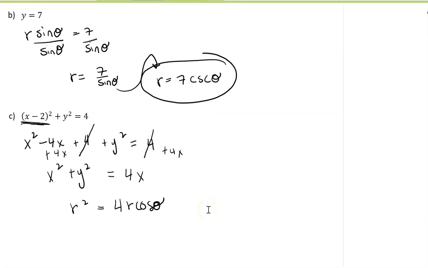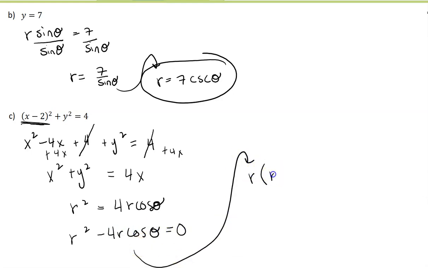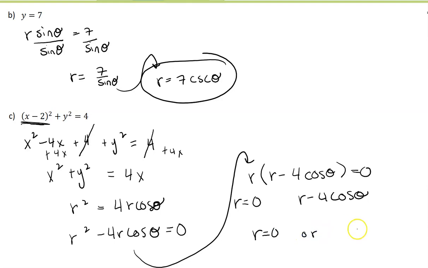Now here you may be tempted to go ahead and divide by r, and as long as you account for the possibility that r equals 0, that's perfectly fine. But typically we would go ahead and move that back over. We would factor out an r, which leaves me with r times r minus 4 cosine of theta. And then we would set each of those equal to 0. So I would have r equals 0 or r equals 4 cosine of theta. And this is the one that usually gets referenced because this one's kind of a trivial solution.